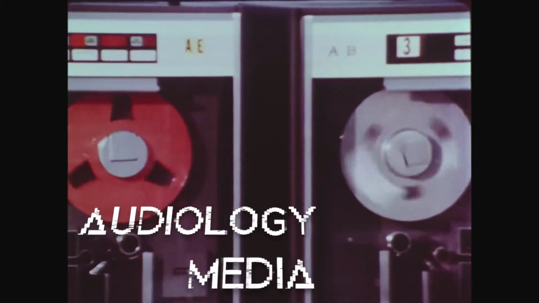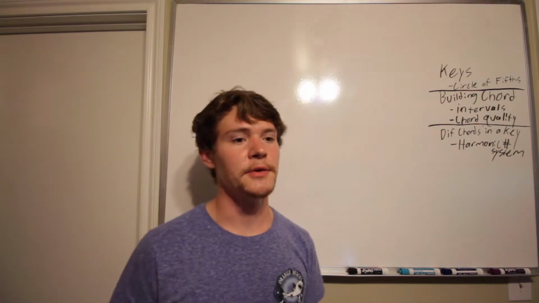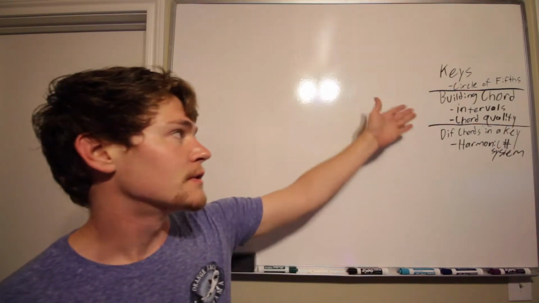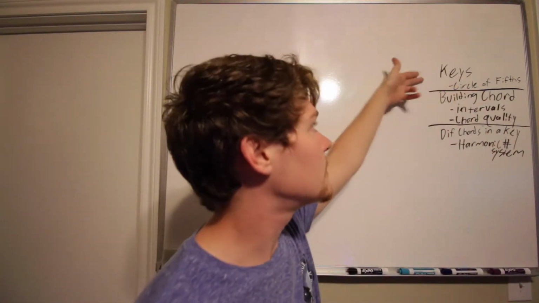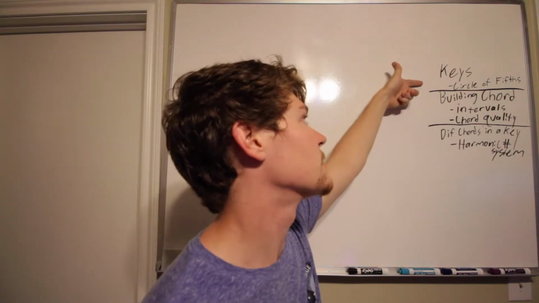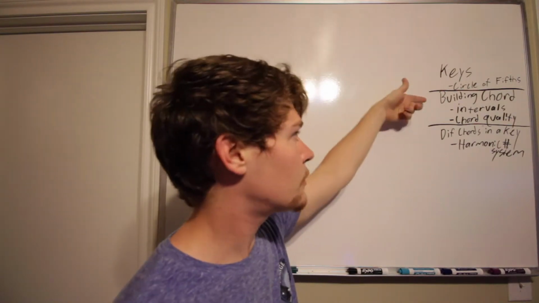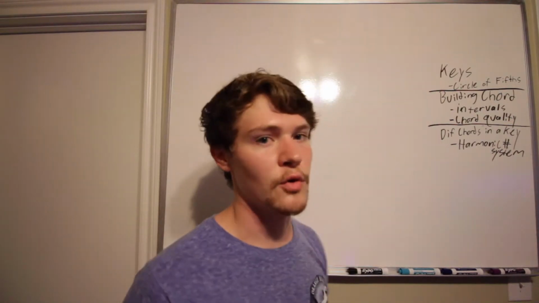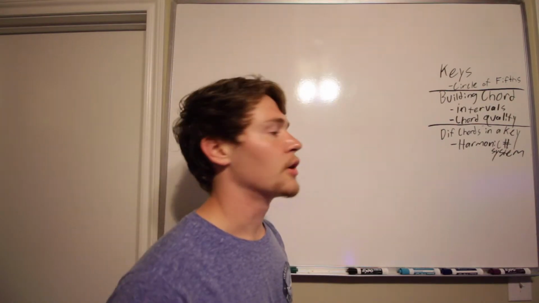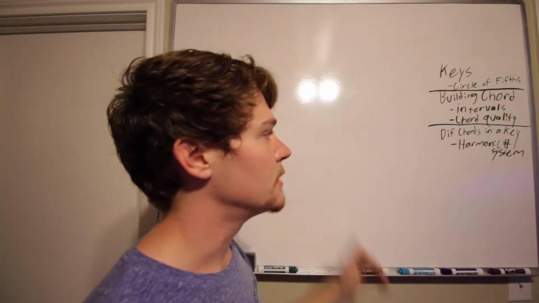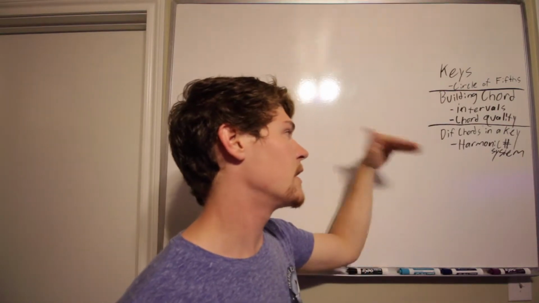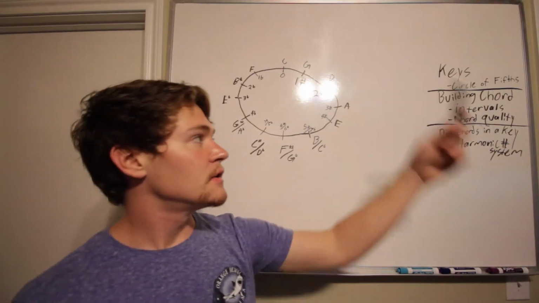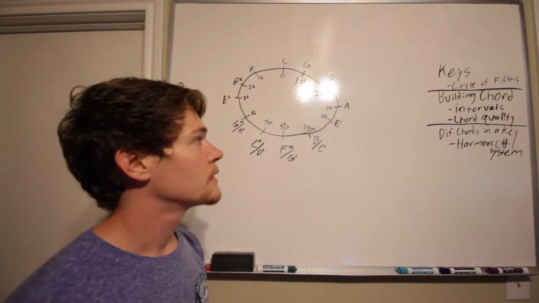Alrighty, this will be my first video tutorial on music theory, practical music theory applications that you could be using today. I'm going to be talking about keys, how to find keys based on your circle of fifths, and then we're going to go on to building chords, and then the intervals within those chords and chord qualities. Then we're going to go into different chords within a key, the different chord qualities, and the harmonic number system.